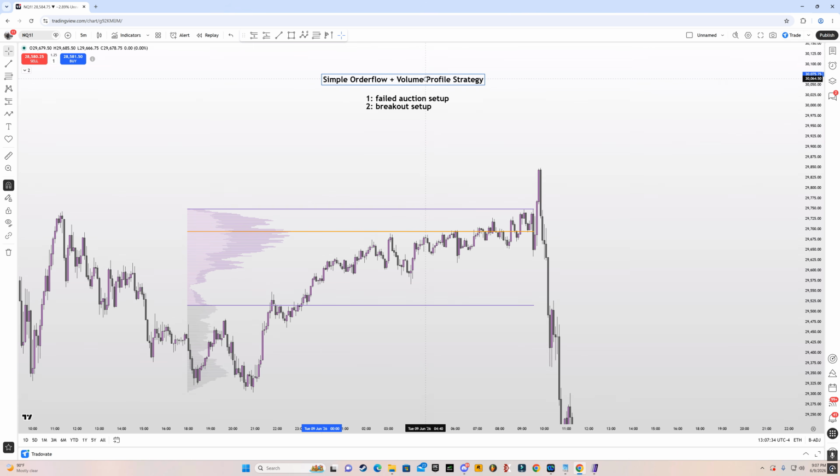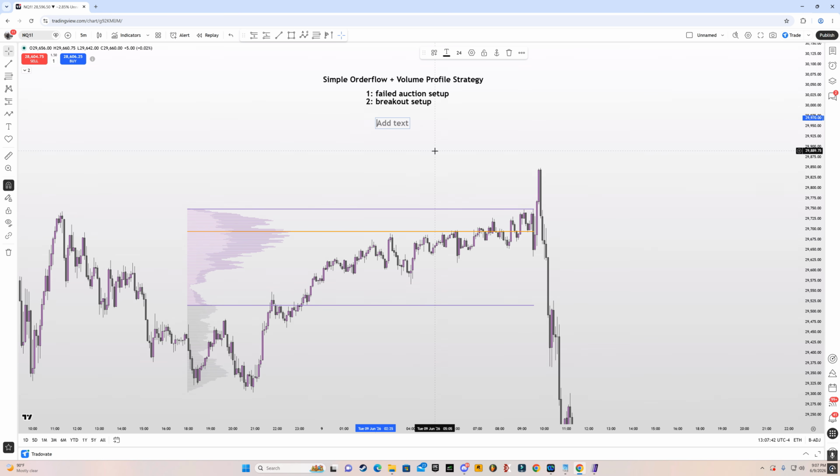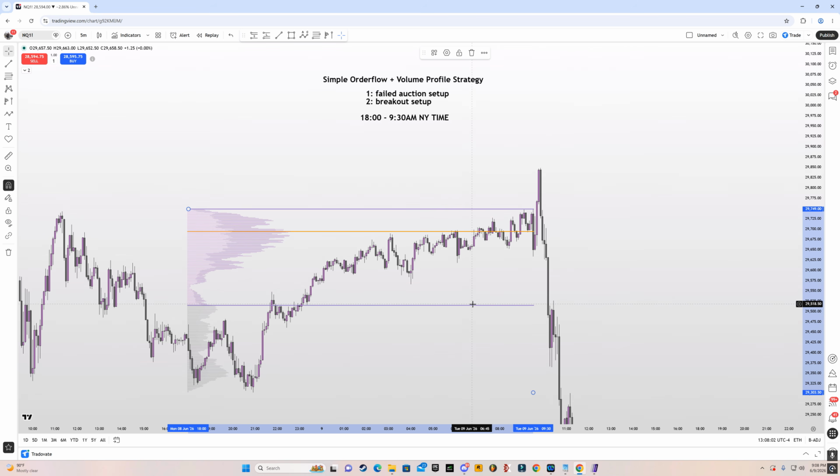So here is the strategy, guys. First thing first, make sure your time zone is set to New York. Then what you want to do is draw out your volume profile from 18:00 till 9:30 a.m. New York time. Okay, so I'm going to do this again. So fixed range volume profile from 18:00 till 9:30. And make sure that in the inputs, the extend right is unchecked. Okay, now you have a volume profile.